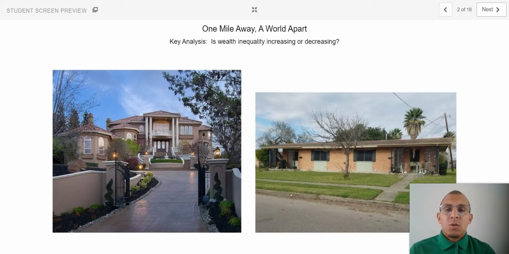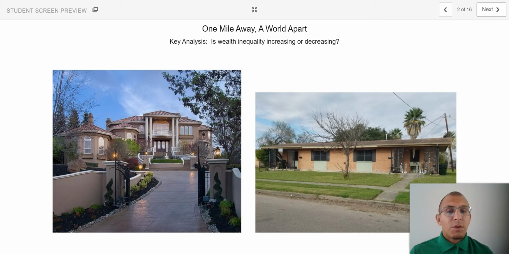So as we can see here, we have two images that have some subtle differences between the two of them. I wouldn't say that they are easy to spot, no pun intended. But these images capture what is a growing trend, not only in the United States, but in other more developed countries. And that trend is wealth inequality.